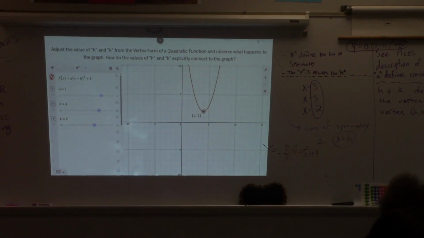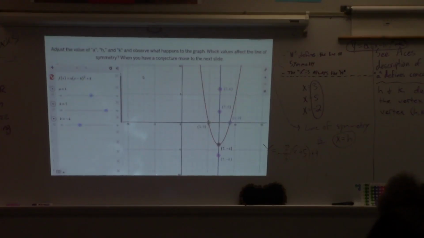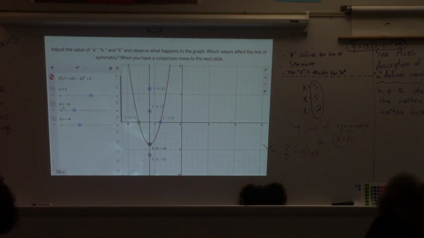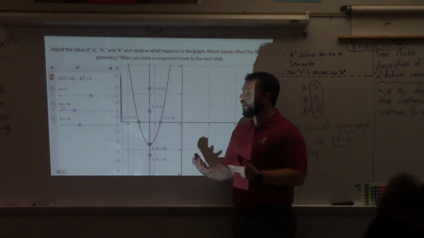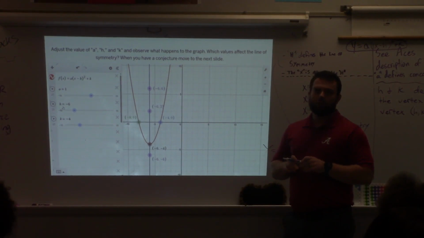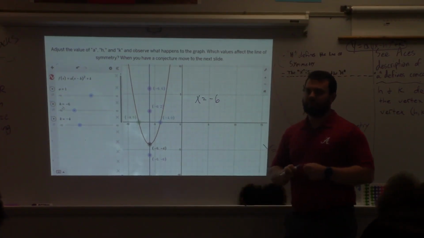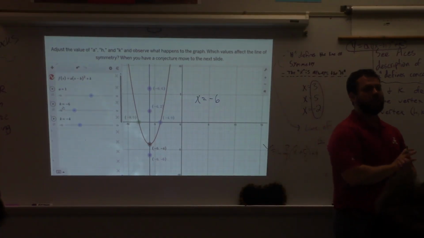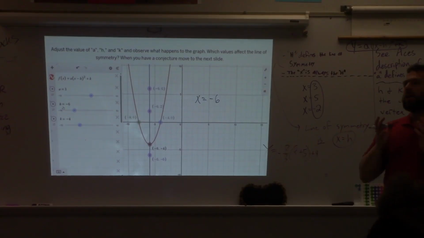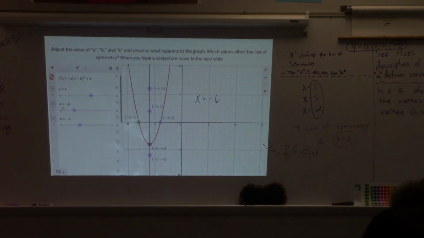And then we also finally looked at the line of symmetry. What controlled the line of symmetry? The H. I really liked the way that Leah said it: H is defining that line of symmetry. Please remember, right now H is -6, so what is the equation for the line of symmetry here? X equals H, which is -6. Notice it's a whole line, not just the number -6. It has to be x equals that number, because we're talking about every point that has an x value of -6.